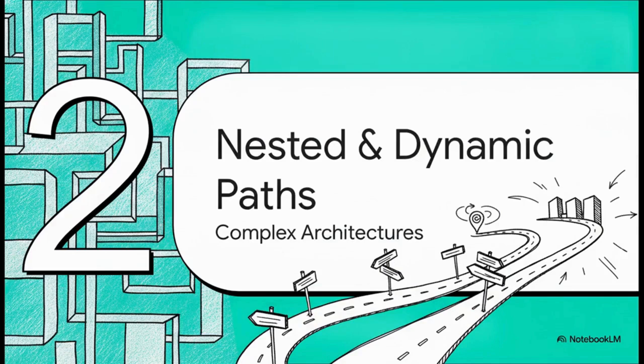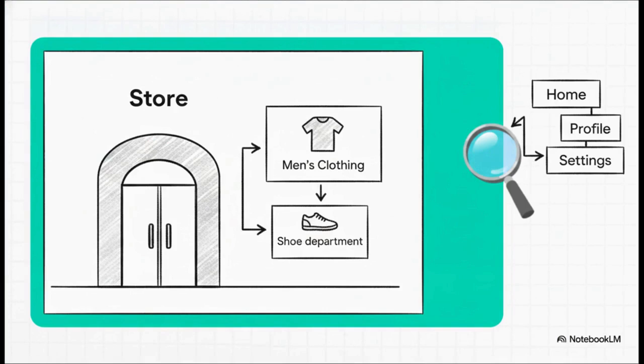Moving right along to Section 2, nested and dynamic paths. This is where we handle the really complex architectures. Now, a nested route is exactly what it sounds like, a route placed inside another route. Imagine you walk into a massive department store. That store is your main route. But once you're inside, you want to go to the men's clothing section, and then specifically to the shoe department, right? So men's clothing is nested inside the store, and shoes are nested inside men's clothing.